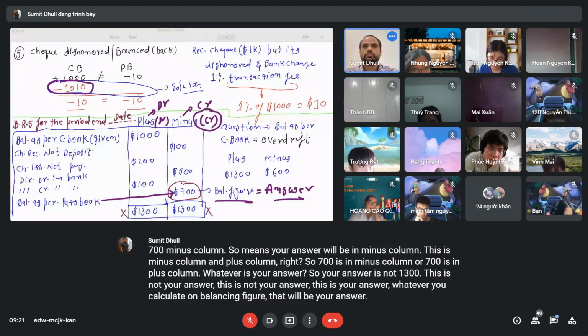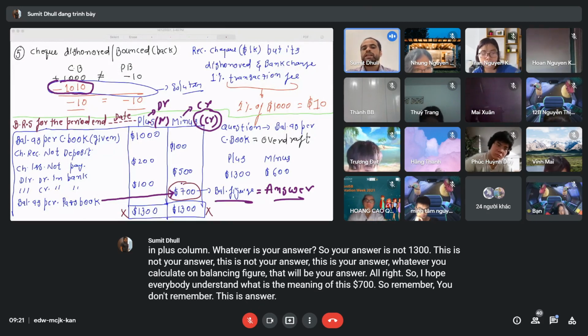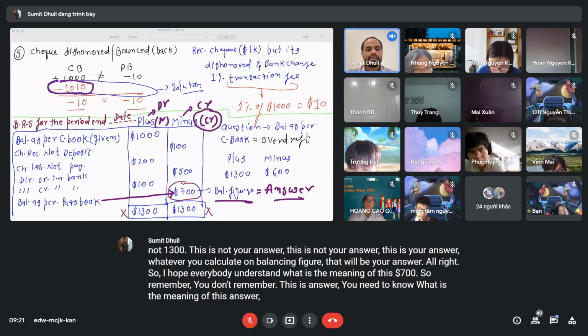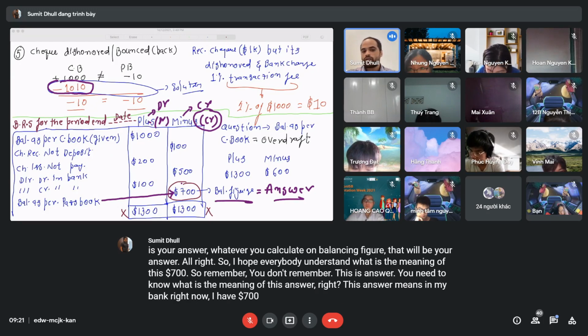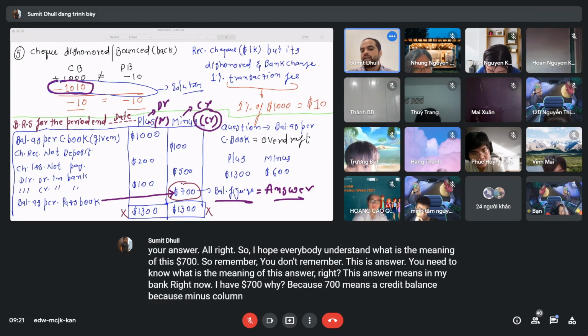Right? So I hope everybody understands the meaning of this $700. Remember, you don't just remember this as the answer. You need to know what is the meaning of this answer, right? This answer means in my bank right now, I have $700. Why? Because 700 means a credit balance, because the minus column represents credit items and the plus column represents debit items.